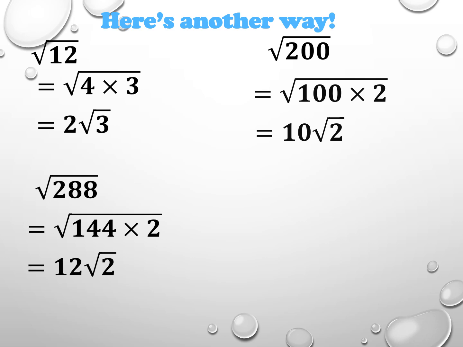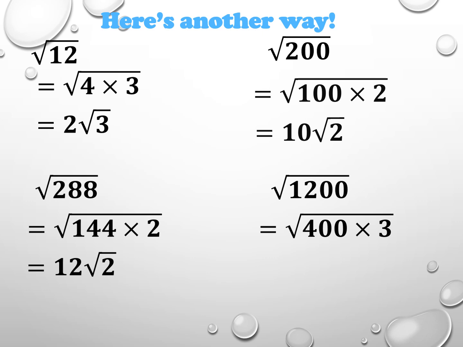Now let us have the other one, square root of 1200. So the factors of 1200, wherein one of the factors is a perfect square, are 400 and 3. And square root of 400 is 20. And just copy square root of 3. So therefore, square root of 1200 equals 20 square root of 3.